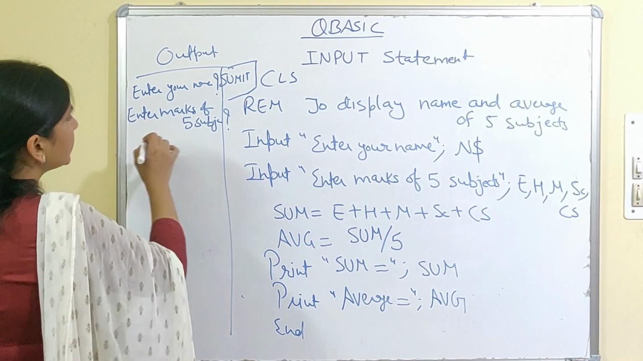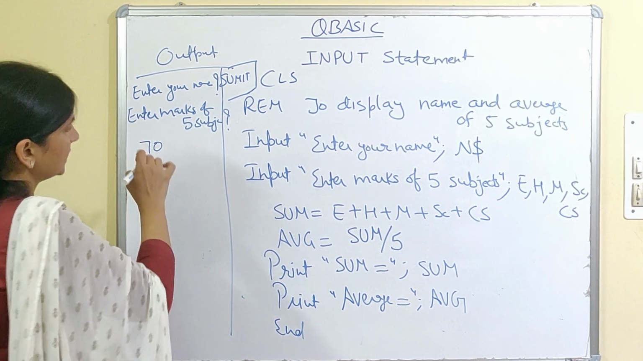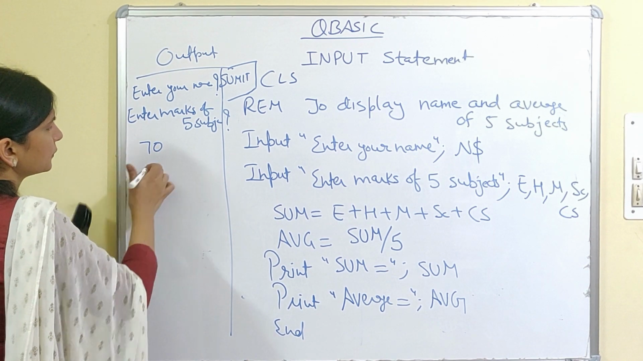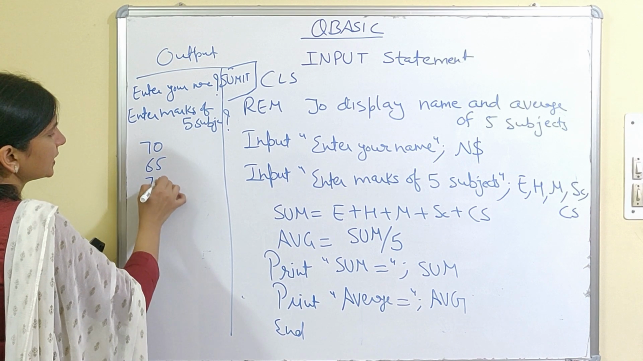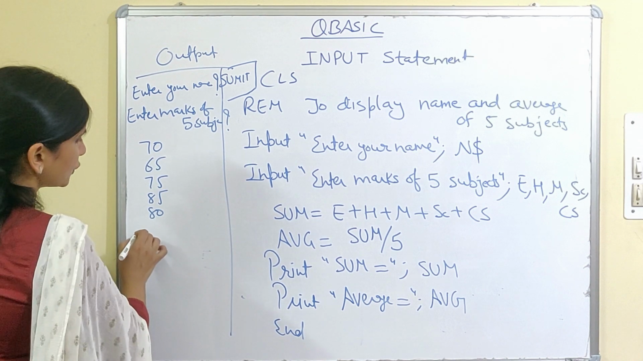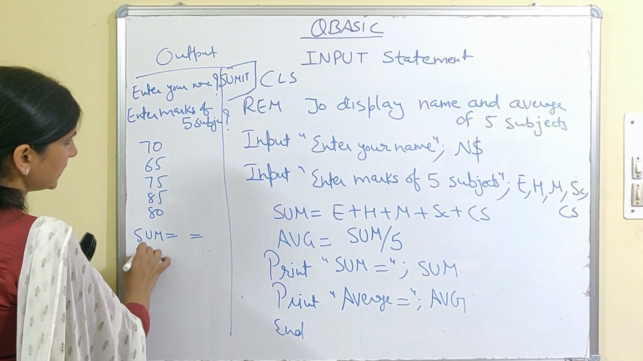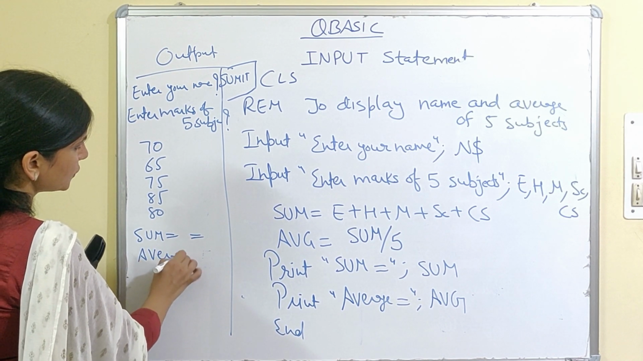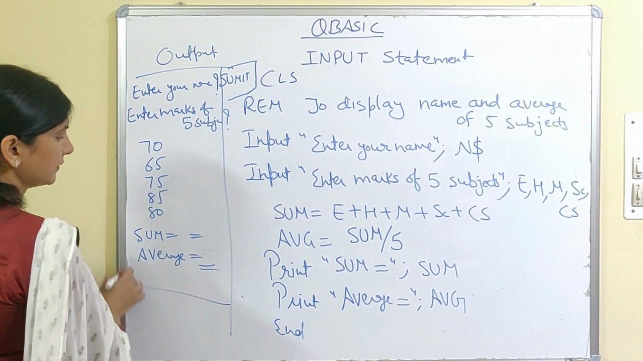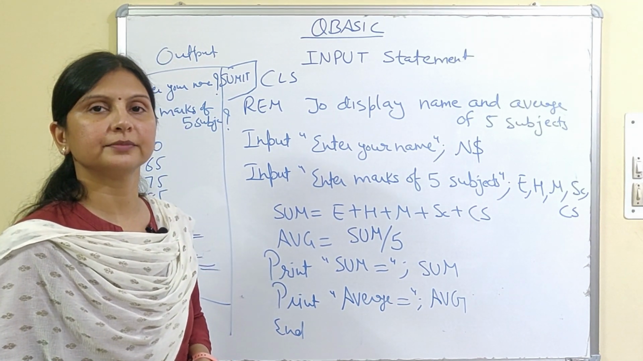Like in English you have given 75. Then 65. Out of 100 we are giving, give any value. 75, 85, 80. Fine, you have given. Then it will show you sum equals to, by adding all these it will show you the value. Then it will show you average equals to, by calculating sum by 5 it will show you the final value. So this will be the output. I hope it is clear.